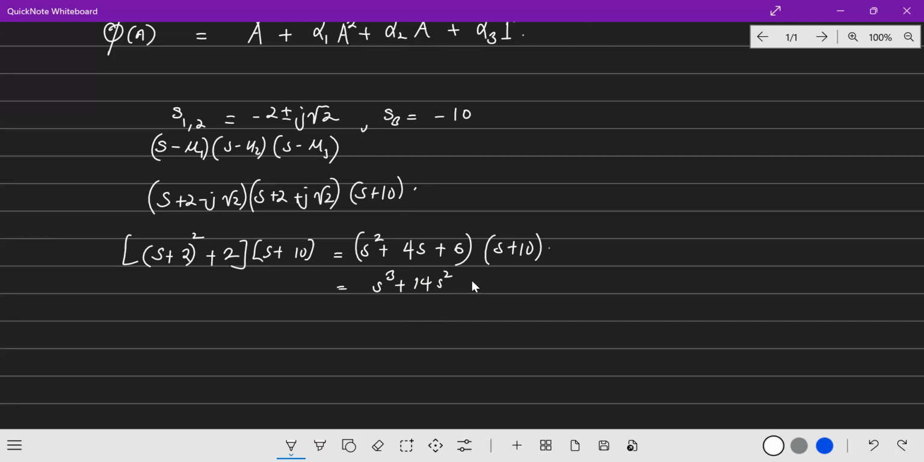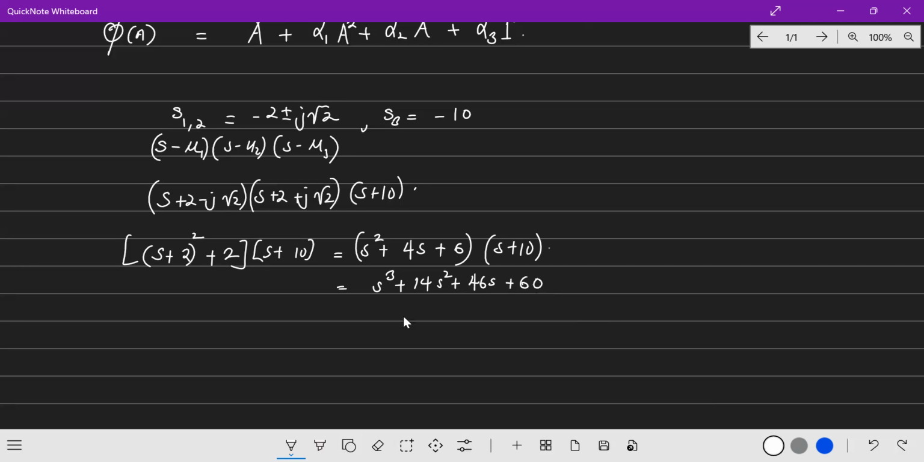Plus, I don't know if it's 40S, and then plus 60, right? I think that's how it is, isn't it? You can check there, I think. I don't know if I made a mistake somewhere. Oh, that should be 46 because this 6 will be 6S as well. This should be 46, right? That's 46S. And then plus 60, yeah.